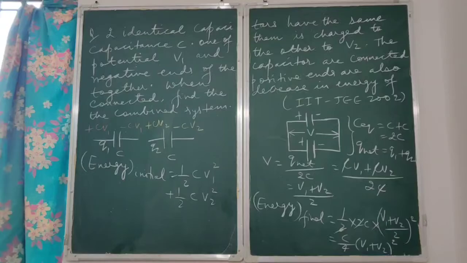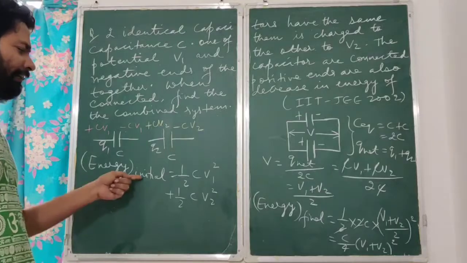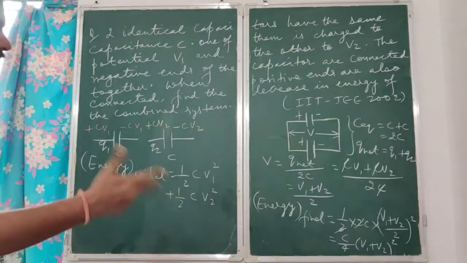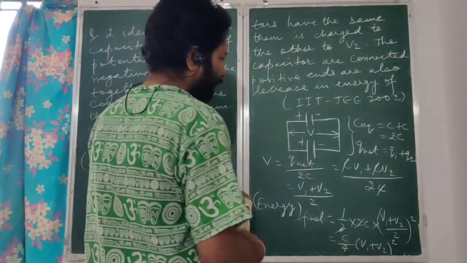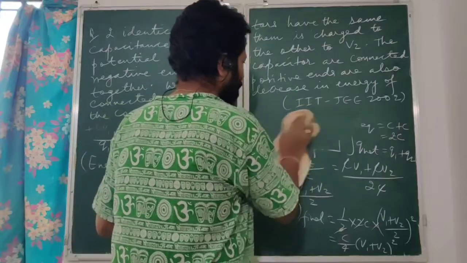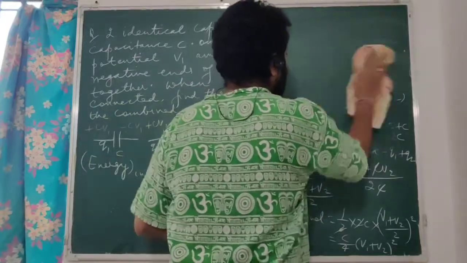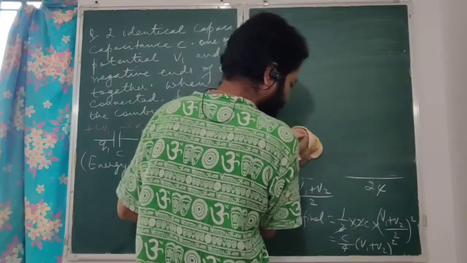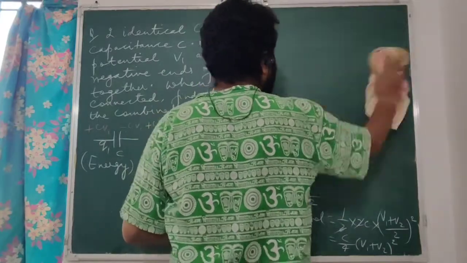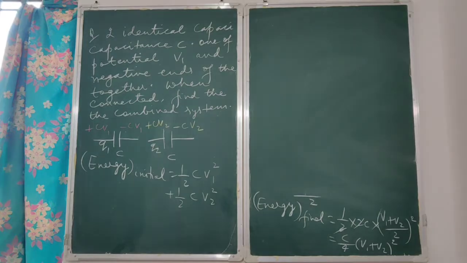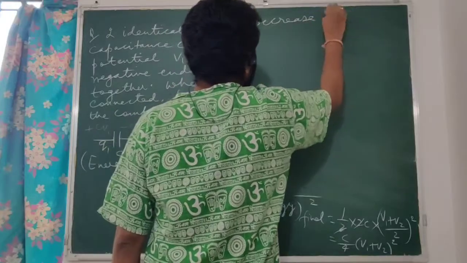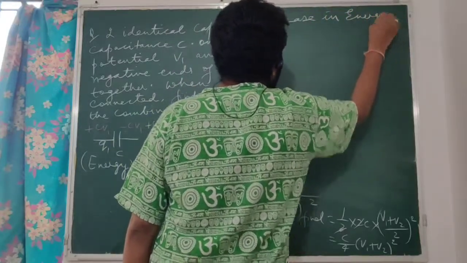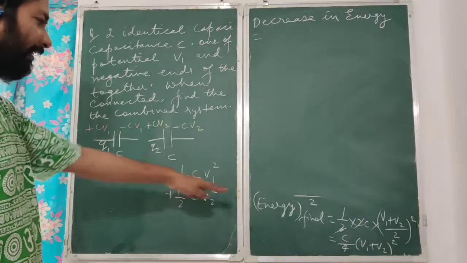So what are they asking? Decrease in energy of the combined system. So what will be the decrease in the energy? It will be initial energy minus final energy. So let us try to do that and find out how much we are getting. So I will erase this part. So decrease in energy of the system will be initial energy minus final energy.